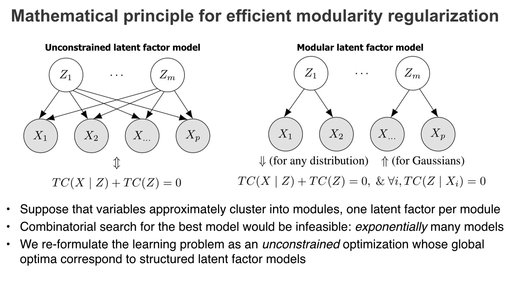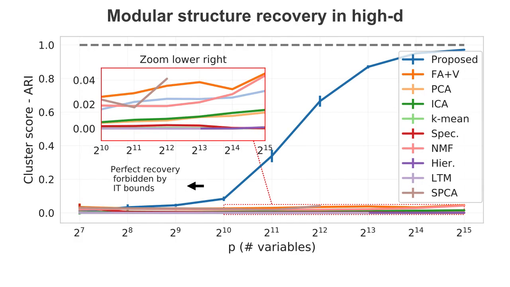Instead, we do an optimization over the unconstrained latent factor models, but we add a modularity regularizer, which encourages the models to be as modular as possible, like the one on the right. The idea for this regularization term comes from the observation that the modular latent factor models have an equivalent characterization in terms of some information theoretic criterion. So we use these to construct our modular regularizer.